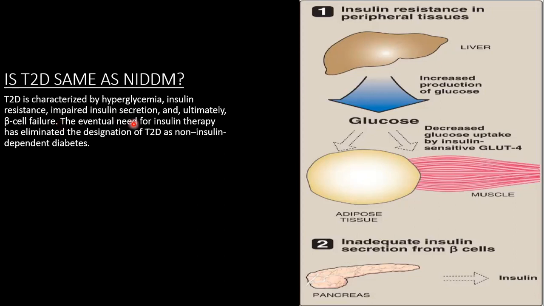And this is why some scientists have eliminated the designation of type 2 diabetes mellitus as non-insulin dependent diabetes, because eventually, as the disease worsens and the beta cells deteriorate and become dysfunctional, there will be need for insulin therapy. So in the latter stages, it will be insulin dependent.